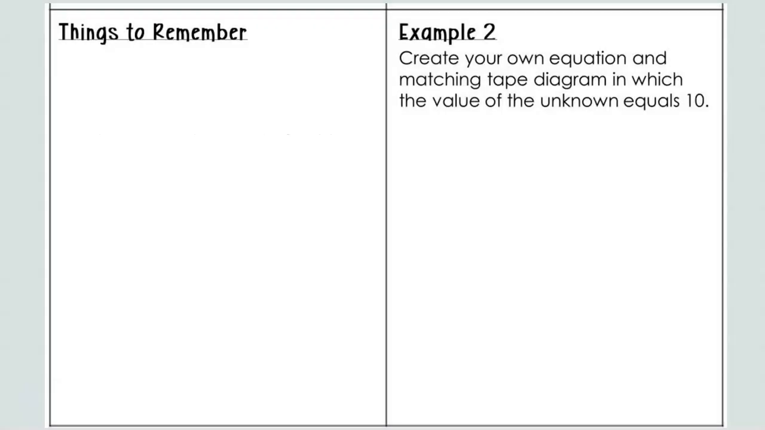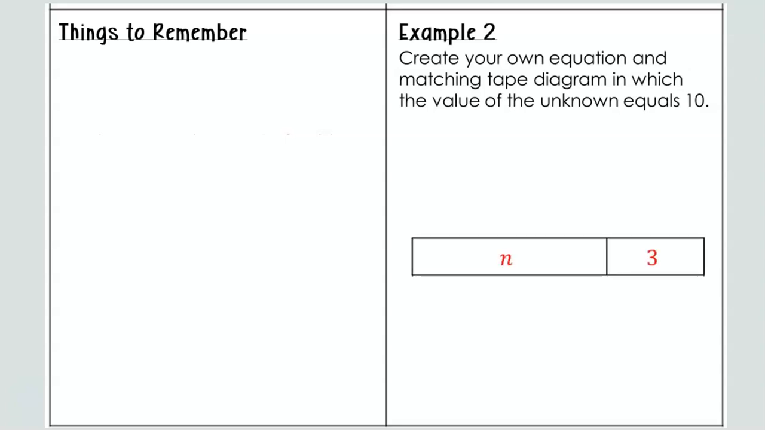Example 2. Create your own equation and matching tape diagram in which the value of the unknown equals 10. Well, it doesn't matter what my diagram is as long as my unknown value is going to equal 10. So I'm going to use the tape diagram of n plus 3. And it's going to equal 13. In order for this to be true, that means my n has to have a value of 10 because 10 plus 3 equals 13.